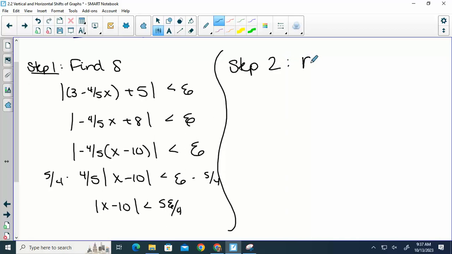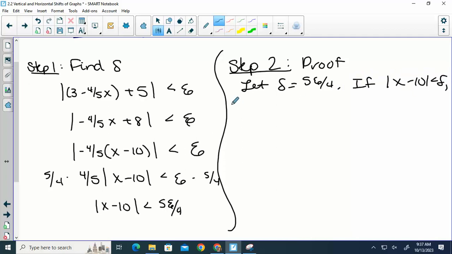Step 2 is the proof. And we go back to that goal and we state everything except the less than epsilon. So if the absolute value, oh, hold on. Before I state my goal, what do I need to say? So if the absolute value of x minus 10 is less than delta, then the absolute value of 3 minus 4/5 x plus 5. I can't say the less than epsilon now. I'm working it out until I get those things.